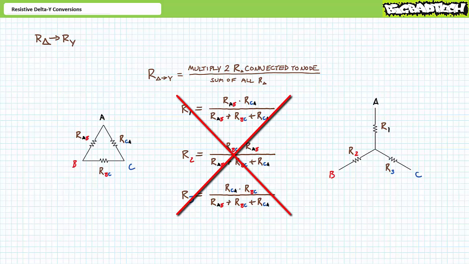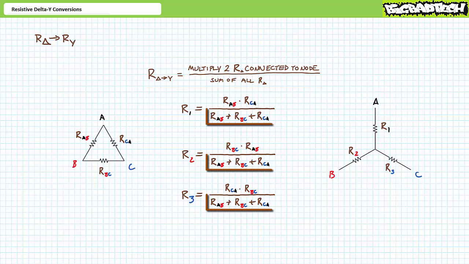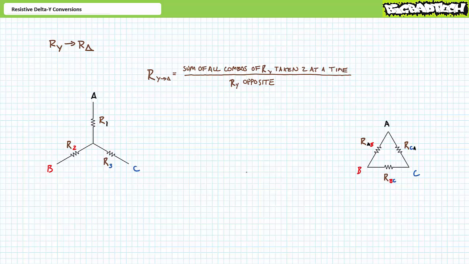Do not remember these three formulas. Remember this formula. To convert from a delta to a Y configuration, at each node, multiply the two delta resistance elements connected to that node, and then divide it by the sum of all three delta resistance elements. You will note that the denominator is the same for all three formulas. Only the numerator changes. Let's now discuss the reverse operation, exchanging a Y configuration for an equivalent delta configuration.